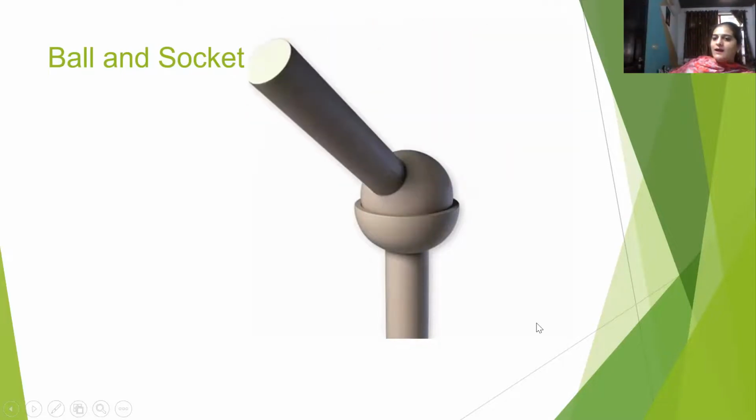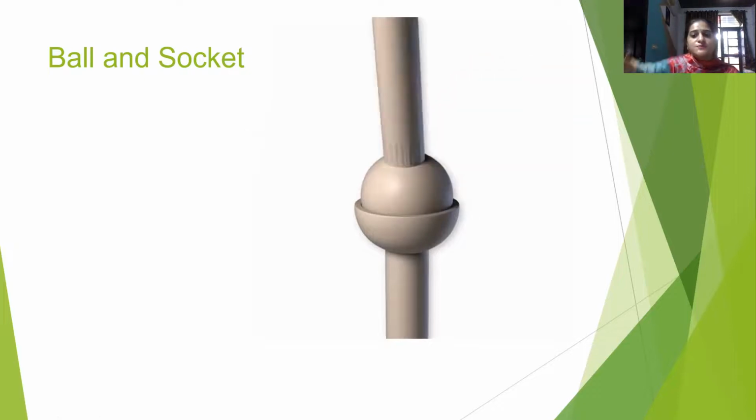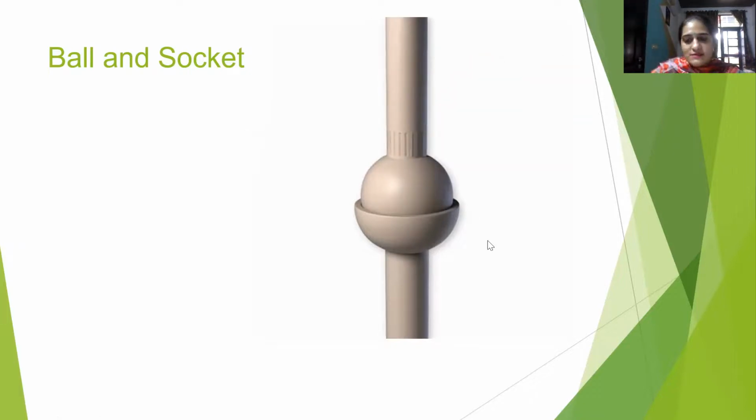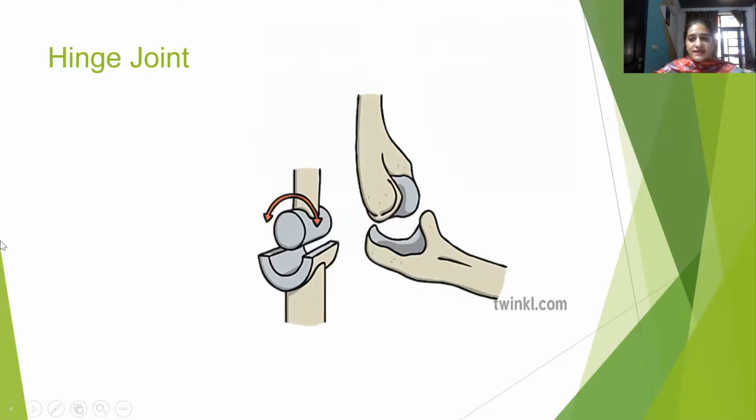Can you rotate your arm? Yes, we can. And we can rotate like this also, and we can move it on an axis. It is just because of our ball and socket joint. So the ball and socket joint allows movement in all directions, almost a circular movement. Okay, why? Because the ball is moving inside the socket. So now next is the hinge joint. Where did I tell you that the hinge joint is present? Yes, you're right, it is present in our elbow.